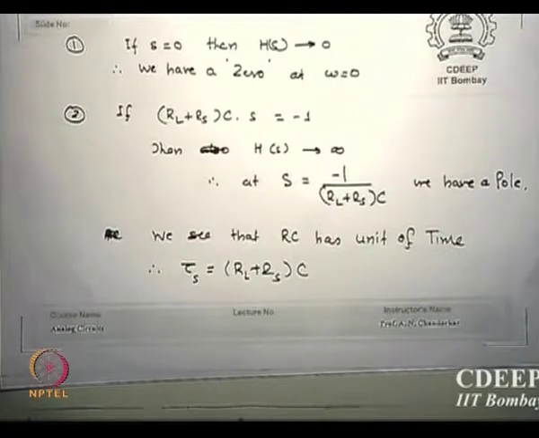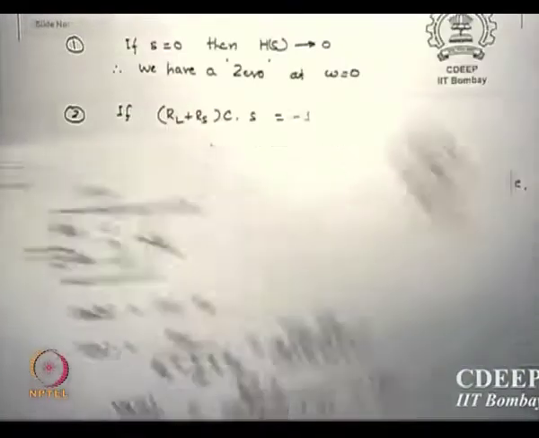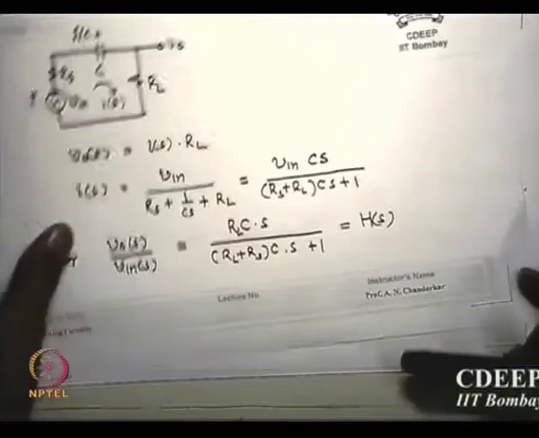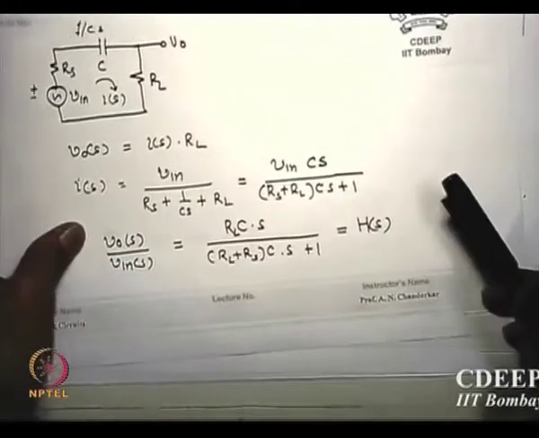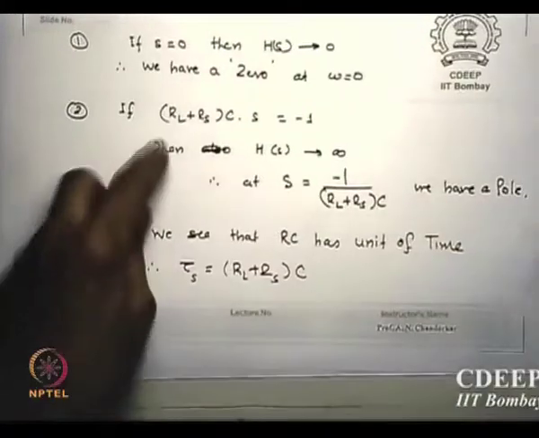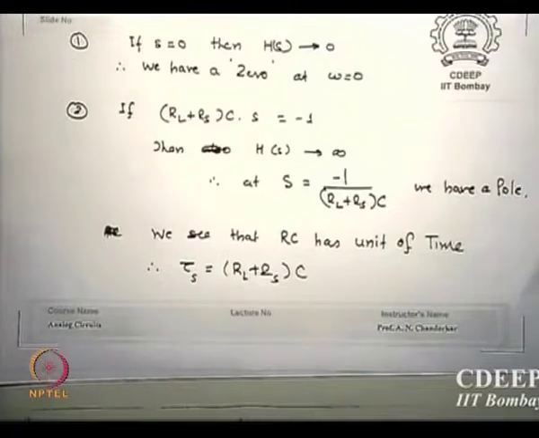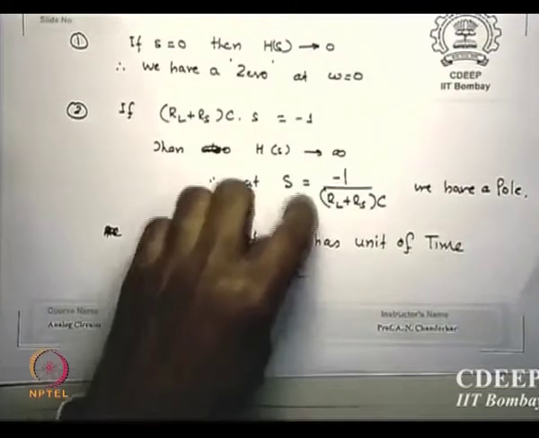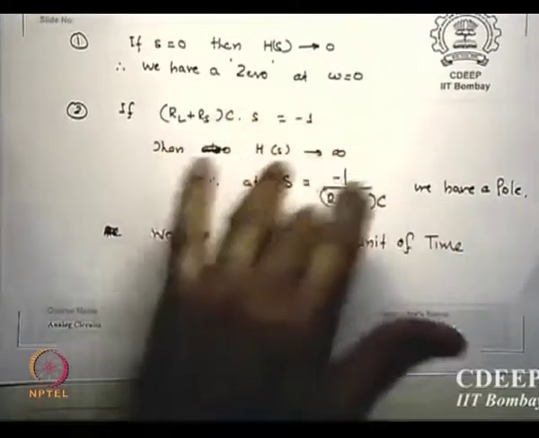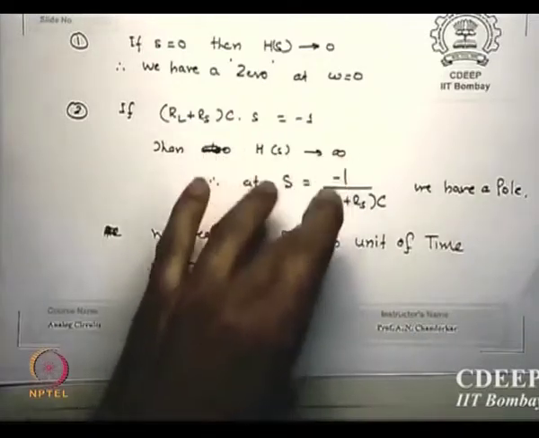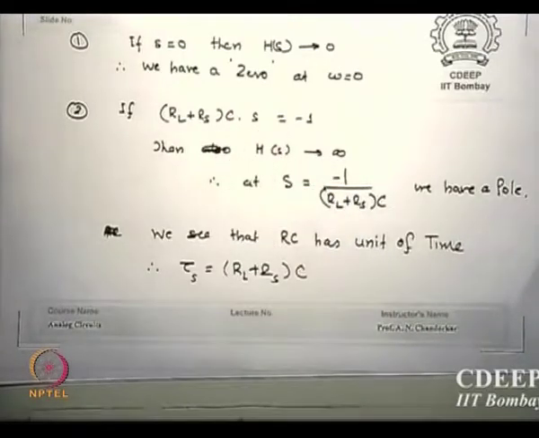However, if you look at the transfer function again, for the denominator to become 0, RL plus RS times CS plus 1 equals 0, so RL plus RS times CS equals minus 1. At that time H of S will become infinite. This minus sign is avoided in CAD because the pole is always on the left half plane, but just for the sake of it, it is 1 upon RL plus RS times C, and this is called the pole for this transfer function.